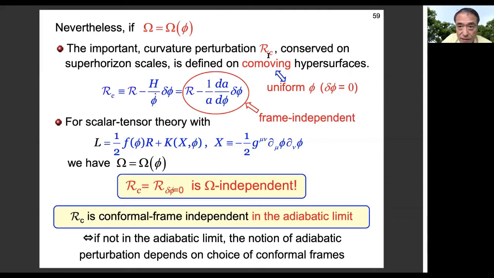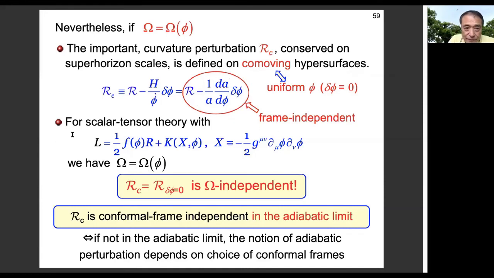Since this curvature perturbation is defined on the frame where delta phi is 0, which coincides with the curvature perturbation we want to compute, it doesn't really matter in which frame you evaluate the scale factor or number of e-folds, because on this uniform delta phi hypersurface, this vanishes anyway.